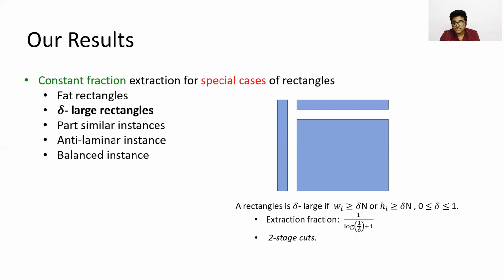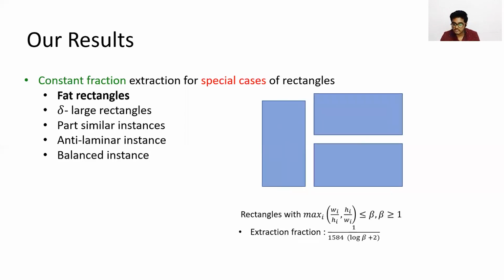And delta-large rectangles are those which have one of the dimensions extra large. Suppose the width of all the rectangles is at least delta times n, where delta is some constant, or the height is large. In that case, we can again extract a constant fraction in 2 stages, even for the weighted case. Previously also it was for the weighted case.